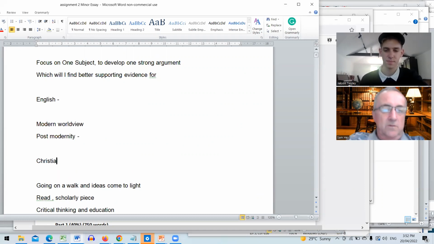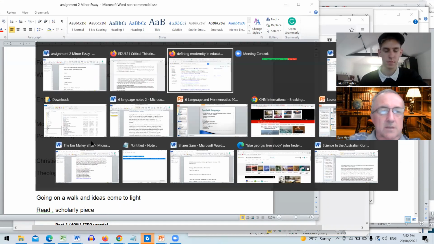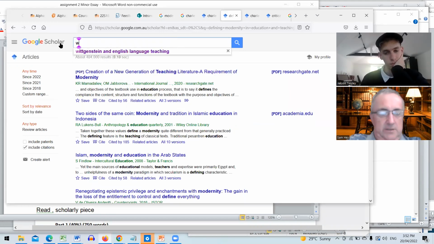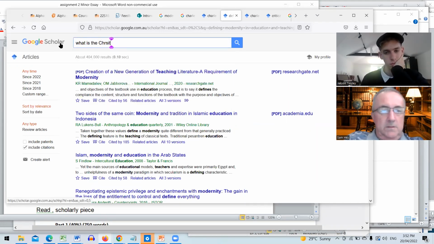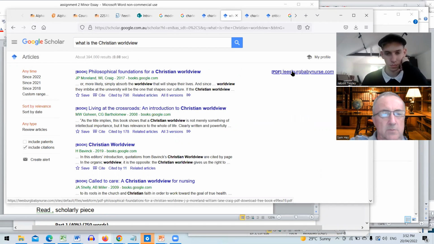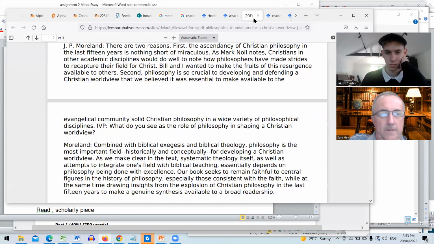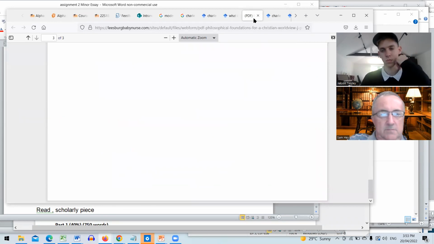And then the Christian worldview. Any thoughts on how you might define a Christian worldview? A good way to go is to find a theologian who looks at what the Christian worldview is. So again, if you go to Google Scholar and look at what is the Christian worldview, and then find a scholarly book. So J.P. Moreland, Philosophical Foundations of the Christian Worldview, looks as though you can access that. Some of these, they say you can access them.